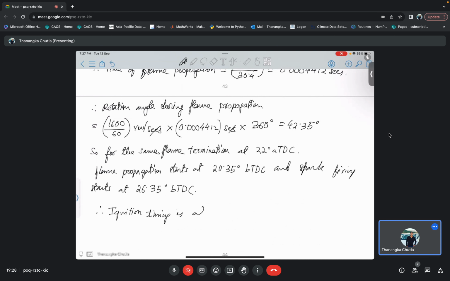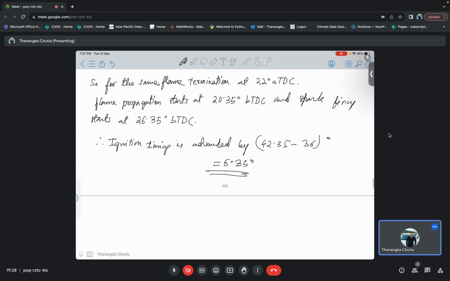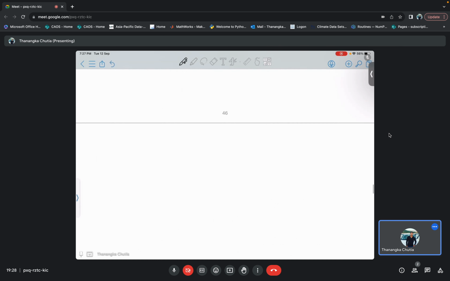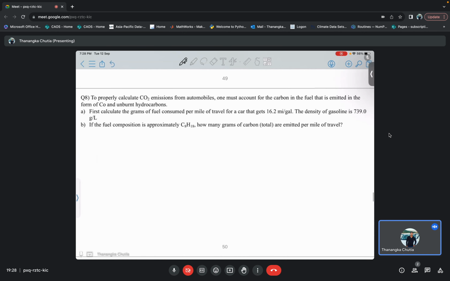is advanced by 42.35 minus 36 degree, that is 6.35 degree. Okay, so by 6.35 degree everything will be advanced now, because your ending is the same, but the angle of rotation is higher. So in this case we will do this. Fine. So let us go to the next question then.